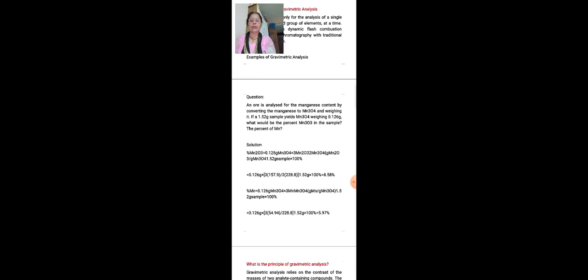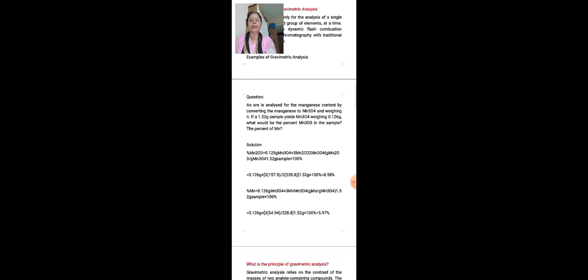Now one of the examples to be given here: an ore is analyzed for manganese content by converting the manganese to Mn3O4 and weighing it. If a 1.52 gram sample yields Mn3O4, that is manganese oxide, weighing 0.126 gram, what would be the percent Mn3O3 in the sample? So the percentage of Mn, how much is it? See the solution given on the slide.